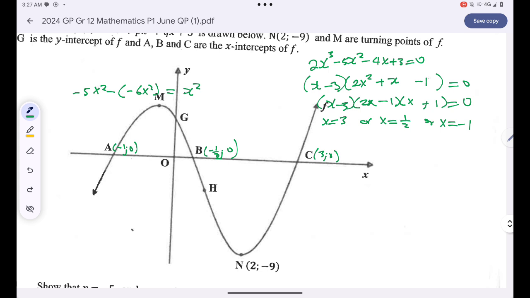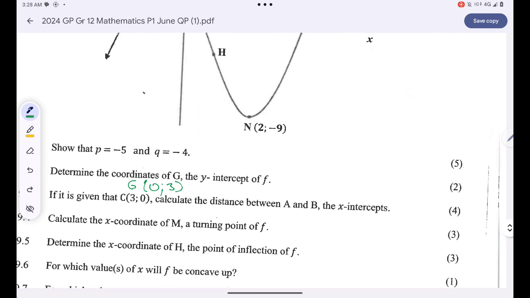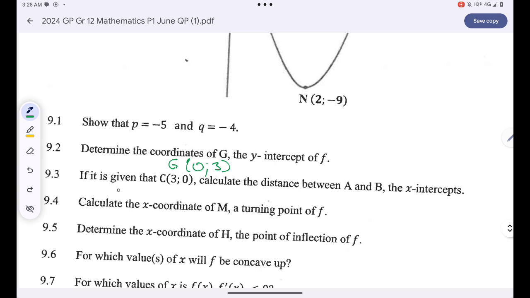So the distance between, why is it negative half now? Because the half is positive. So the distance between A and B, I'll just subtract the two x values because A and B are both on the same horizontal line. So that's negative half minus a negative 1. This will just give me 1.5 units, or 3 over 2 units.